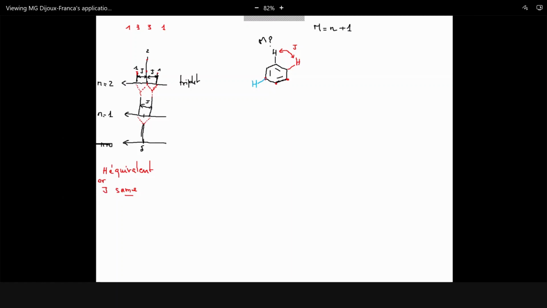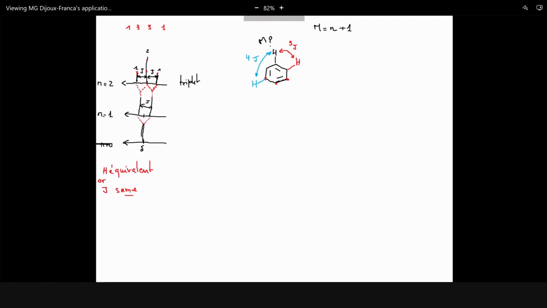Do you think that the red coupling constant will be the same as the blue one? I think they have a different coupling constant, because you don't have the same distance between each proton. Here you have a J4, and for the red one, it's a J3. Okay, for everyone.